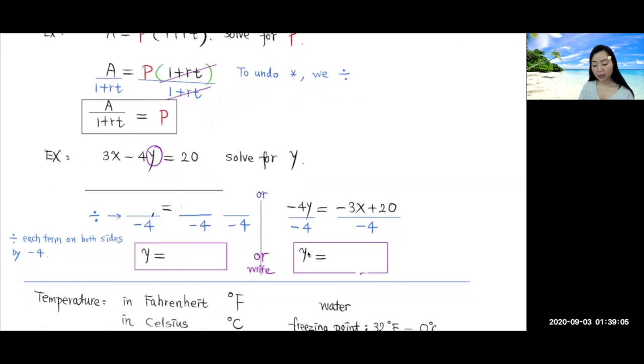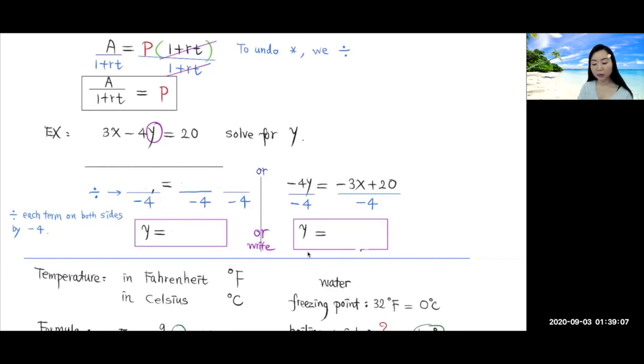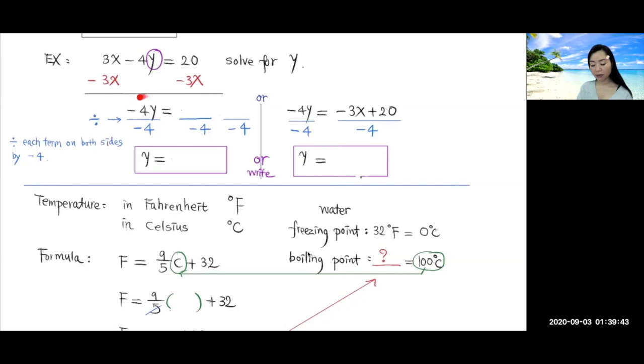Now the next example, 3x minus 4y equals 20. We try to solve for y. So to solve for y, we need to get this y all by itself. So to do that, let's isolate the negative 4y first. If I want to isolate negative 4y, I need to undo this 3x. So we subtract 3x on both sides. Then this side will have negative 4y, and this side will have 20 minus 3x, or you can put negative 3x plus 20.